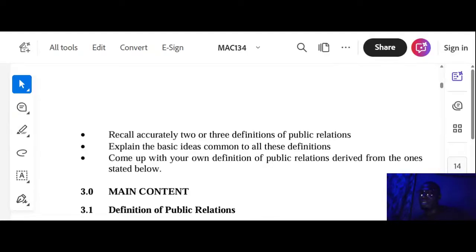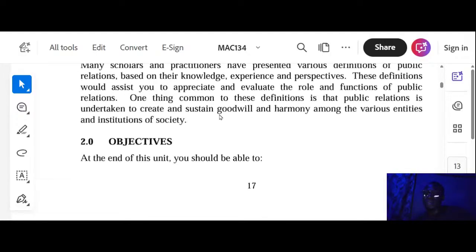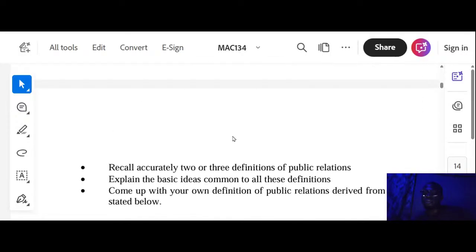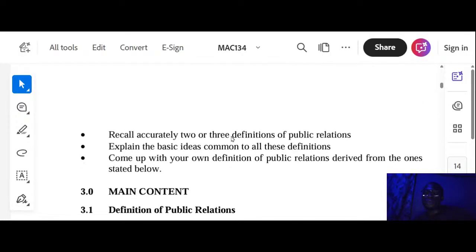The introduction already gave us that too, that the basic idea that seems to connect each of those definitions is that public relations tends to what? Sustain harmony. Well, it sustains harmony, but the primary word used there is goodwill. It sustains goodwill and harmony.